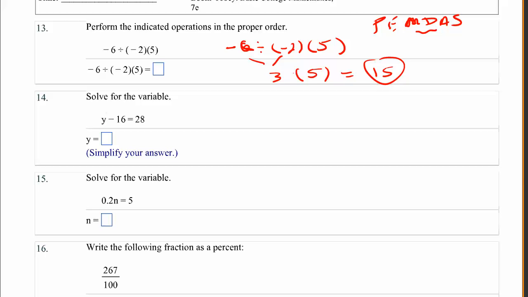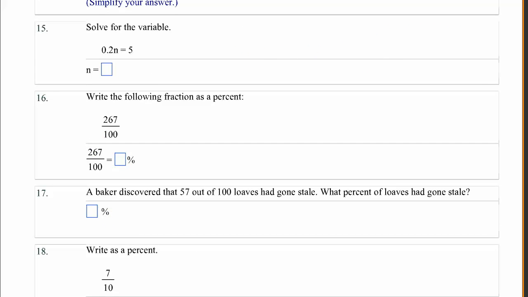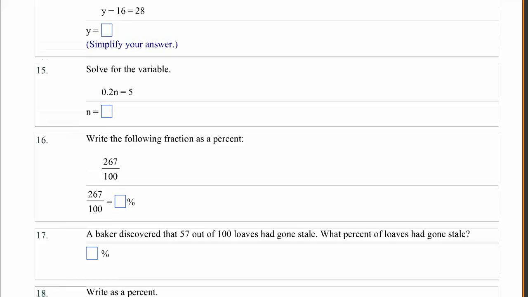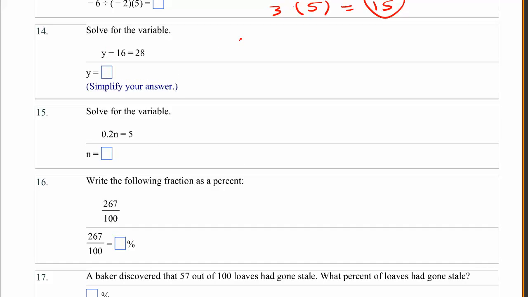Okay, picking up where we left off, solving this equation for this particular variable. So we have y minus 16 equals 28. Some number minus 16 equals 28. That's just like saying I started off with so much money, I spent $16, now I have 28. I'm trying to figure out how much did I start with. Well, we can add that 16 back to the 28, and that will tell me that I started off with $44, or y equals 44.